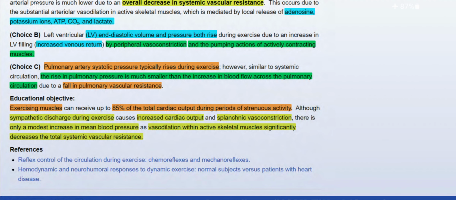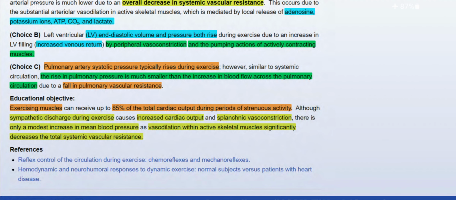In option C, pulmonic pressure rises during exercise. The reason behind it is that the rise in pulmonary pressure is much smaller than the increase in the blood flow across the pulmonary circulation, due to fall in pulmonary vascular resistance. We know about this.